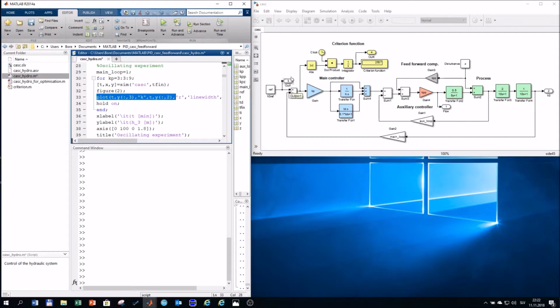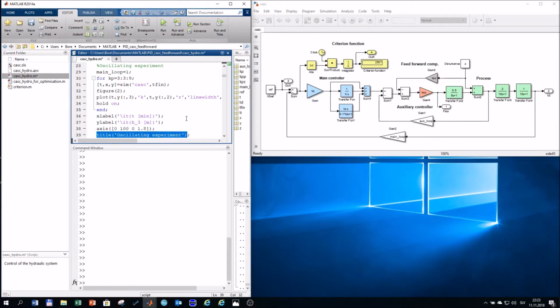The third output is the reference signal, and this is plotted with black color. We also plot the second output, which is the process output. This is the level course, and this is plotted with red color. We also put here the command hold on. This command means that the next plot in this loop will plot the curves into the same window. We also define the title of the main plot window.